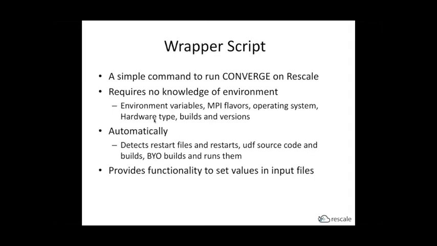The ease of use of CONVERGE on Rescale hinges on our easy-to-use wrapper script, allowing the user to run almost all of their jobs without actually having to specify a command. And so for our current users who currently run CONVERGE 2.2, switching to CONVERGE 2.3 is as easy as selecting a new version. The wrapper script that we've implemented will automatically run CONVERGE in exactly the same way.